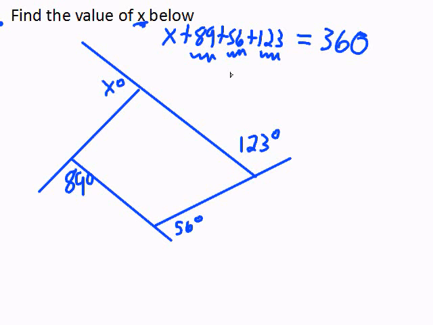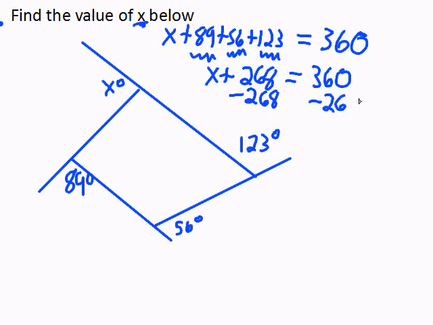So get your calculator, add up 89 and 56 and 123, and you'll get 268 degrees. And then to get x, all we have to do is take 268 degrees away from the 360 degrees, and that'll give us our value of x. So 360 minus 268 is going to give us a value of 92, so we know that our x is 92 degrees.